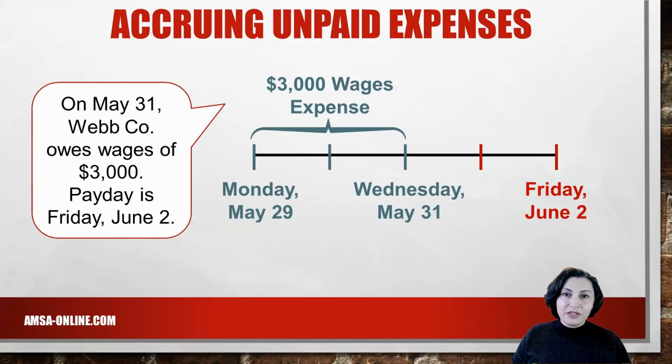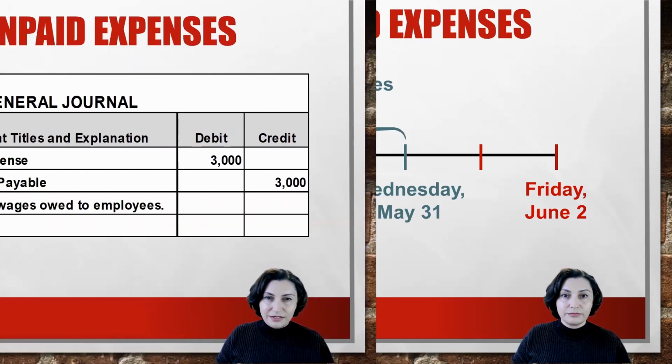Web company pays its employees each Friday. Assume that the end of the current month is on Wednesday. There have been $3,000 in wages earned by Web's employees from Monday, May 29th through Wednesday, May 31st. Let's prepare the adjusting journal entry required of Web on May 31st.